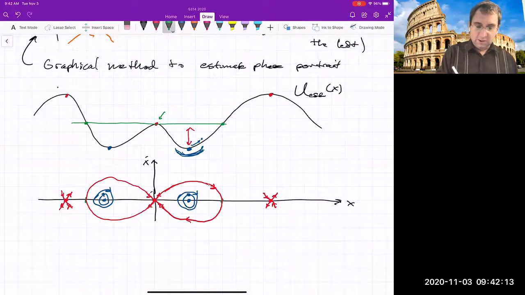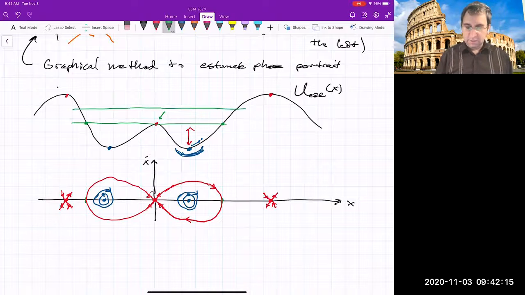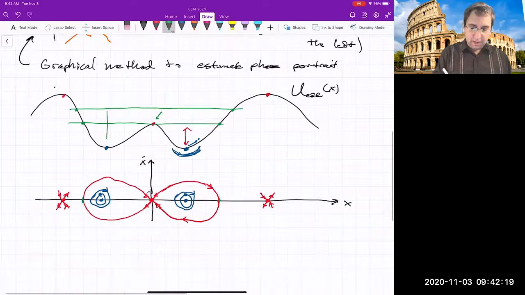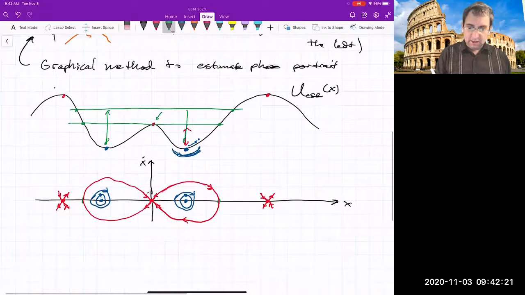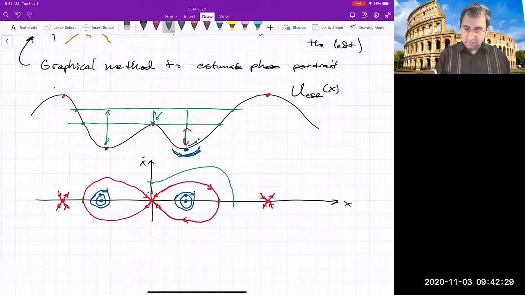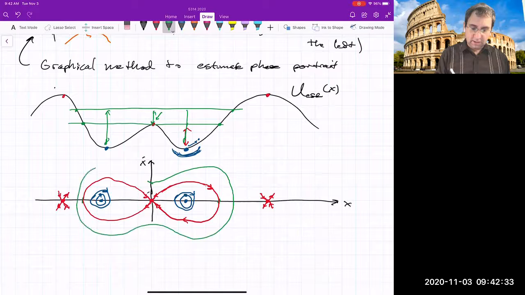Well, what if I have an energy slightly above that? Well, I'd have something that's got turning points. It'll reach a maximum velocity at these two locations, minimum velocity other than 0 at that location. And it has turning points. So this is a trajectory which is oscillating, but going through both wells.